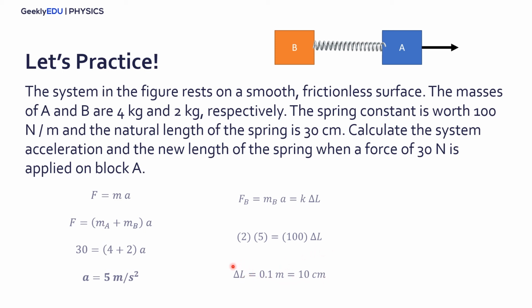We also note that this total displacement is actually the final length of the spring minus the initial length. We know the deformation here, and we know also the natural length of the spring is 30 centimeters, so we have a new final length of the spring of 40 centimeters.